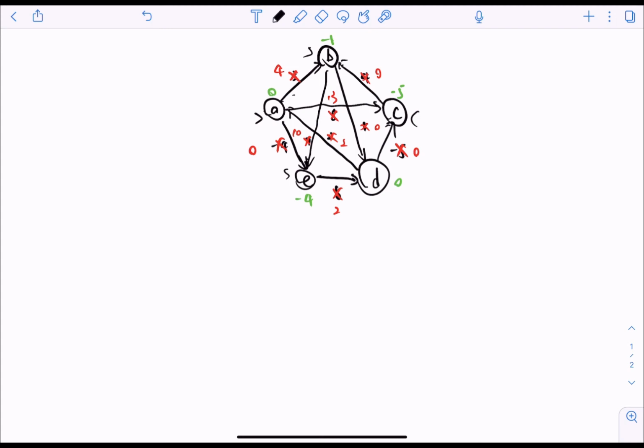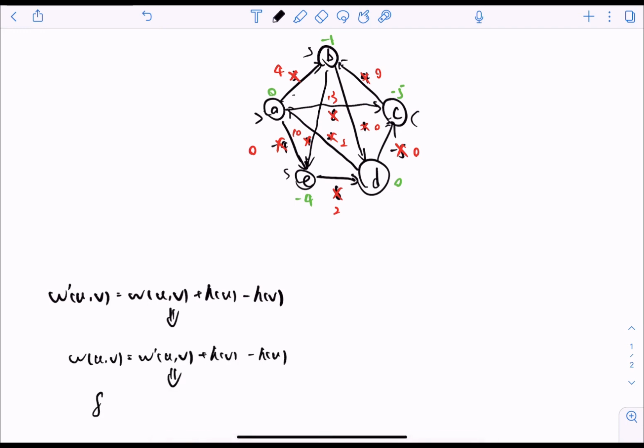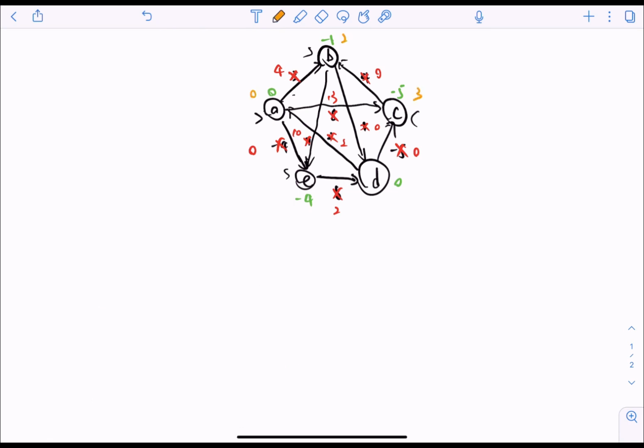However, how do we get the results for the original weights of edges in the graph? In other words, how do we change the numbers of results to what we want? As we mentioned before, here is the function omega prime uv equals omega uv plus h(u) minus h(v). Maybe we can transform it. When we use Dijkstra's algorithm for finding all shortest paths for A, here are the results. Let's repeat the process of transformation.